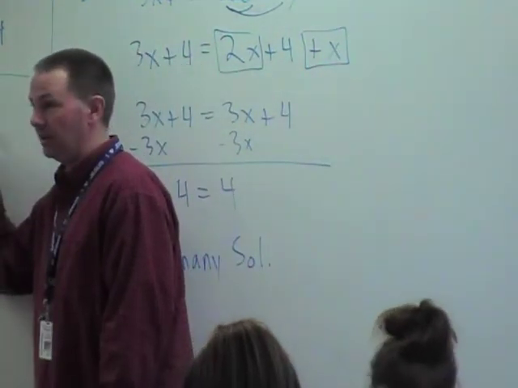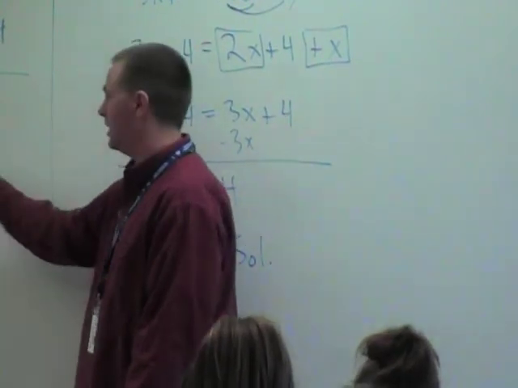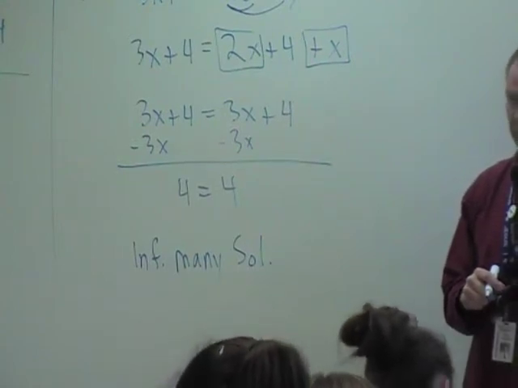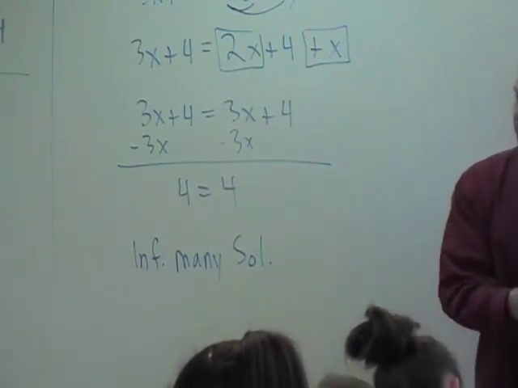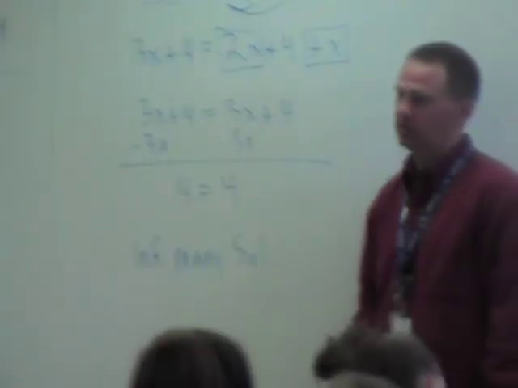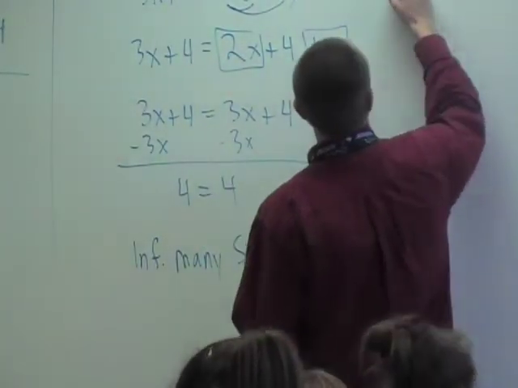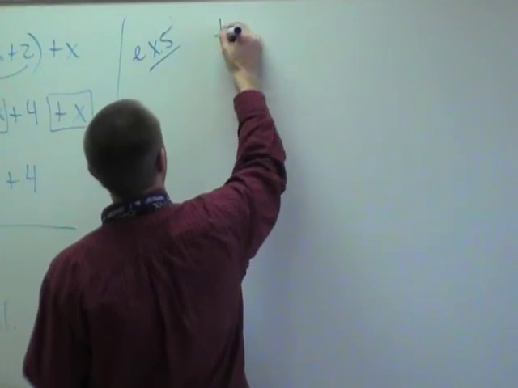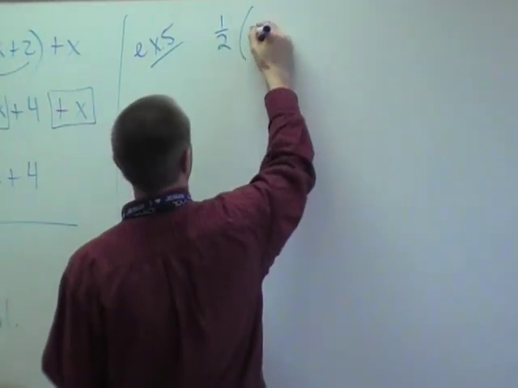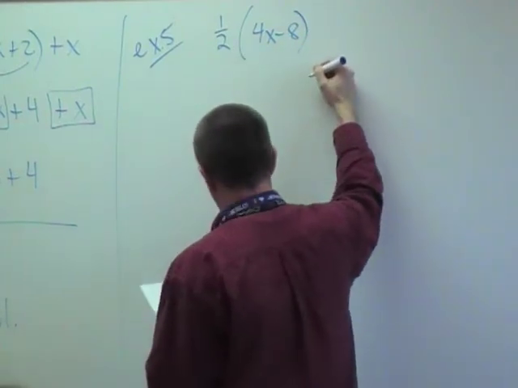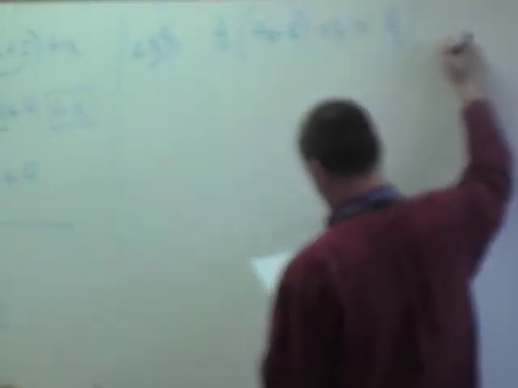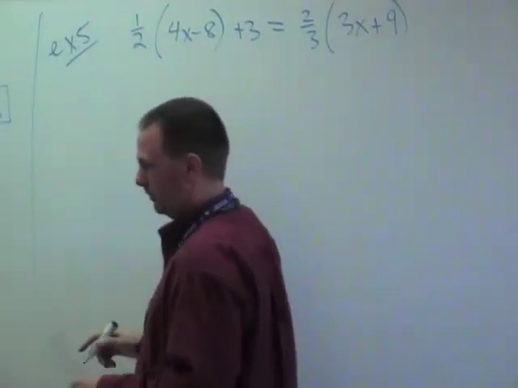When something equals itself, there's infinitely many. When something doesn't equal the other side, it's no solution. Notice the x's are gone in both these problems. Okay? Everybody follow me? Okay, so the rest of your math classes, you're going to have these possibilities. All right. Last example. 1/2 times the quantity, 4x minus 8, quantity closed, plus 3 equals 2/3 times the quantity, 3x plus 9, quantity closed. Good luck.